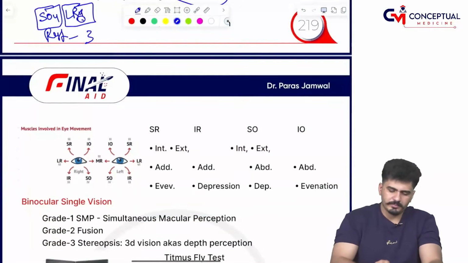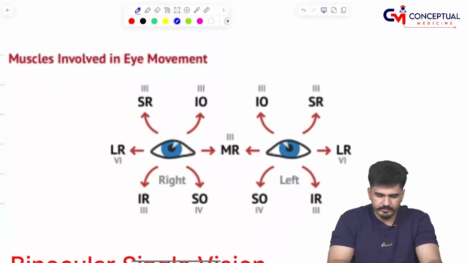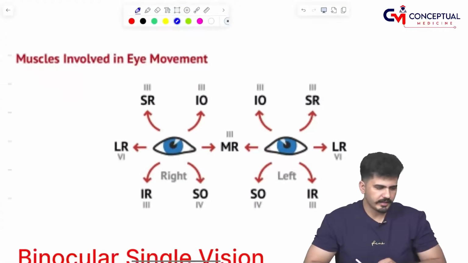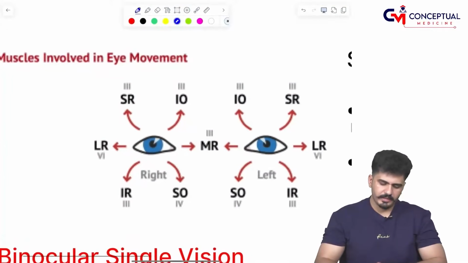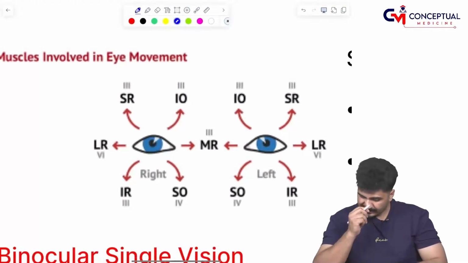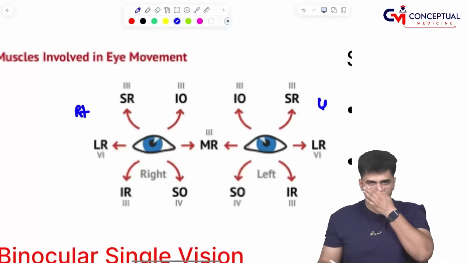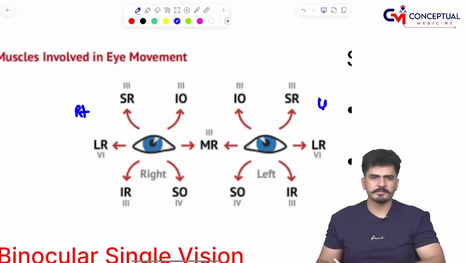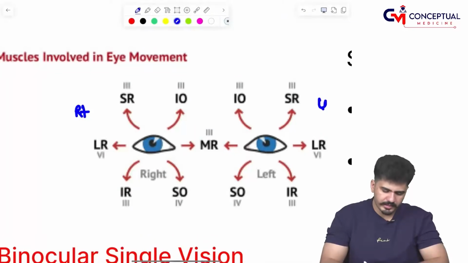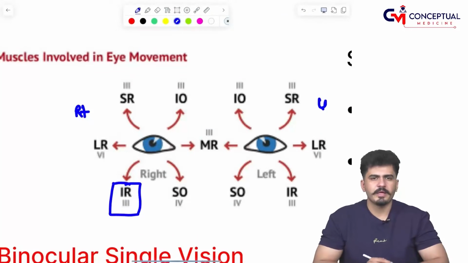So let's talk about the muscle arrangement right here, sir. Focus on how the muscles are arranged. So my dear friends, on the medial side there is the medial rectus, on the lateral side the lateral rectus. If you see right here, this is the right eye, this is the left eye. On the lateral side there is the lateral rectus, on the medial side the medial rectus. On the lateral side below is the inferior rectus. Next to this, sir, you would say there should be the inferior oblique.